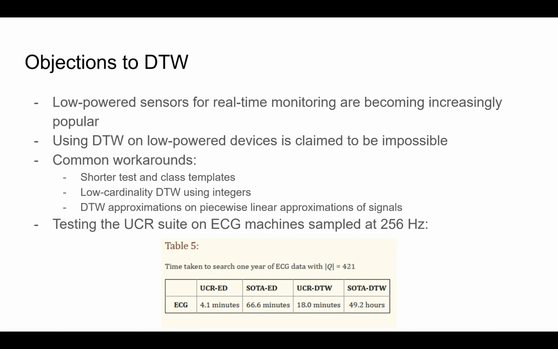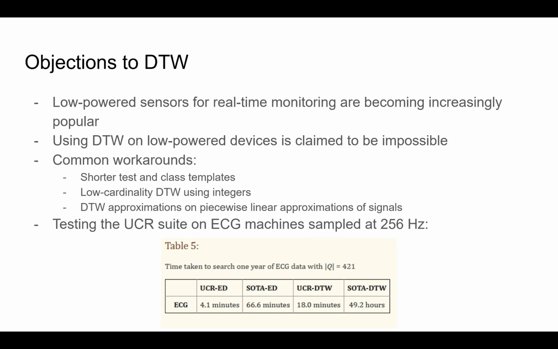Recently, low-powered sensors for real-time monitoring have become increasingly popular. One of the criticisms of DTW is that it is not possible to be done on these low-powered devices due to the complexity of the algorithm. So some common workarounds for this are to use shorter test and class templates, using low cardinality DTW with integers, or using DTW approximations on piecewise linear approximations of the signals.